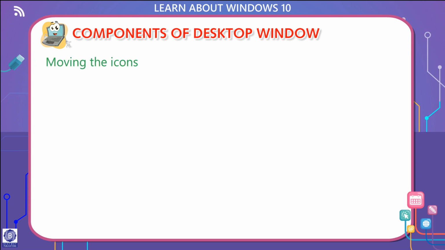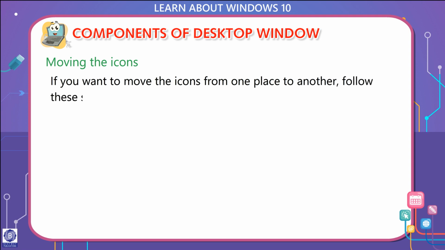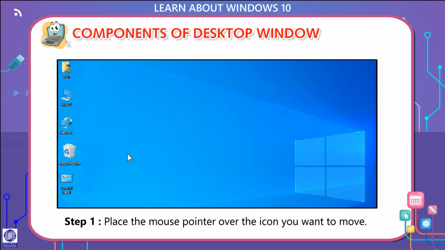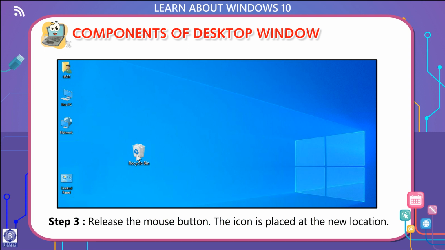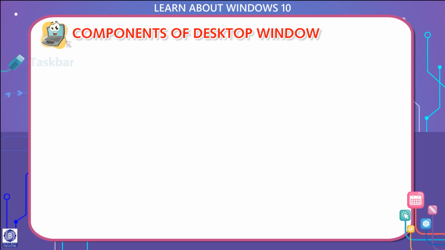Moving the icons. If you want to move the icons from one place to another, follow these steps. Step 1. Place the mouse pointer over the icon you want to move. Step 2. Click and drag the icon to a new place. Step 3. Release the mouse button. The icon is placed at the new location.